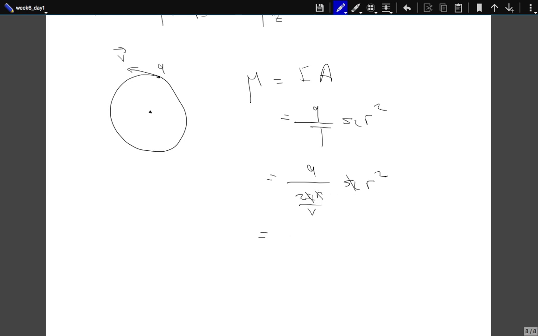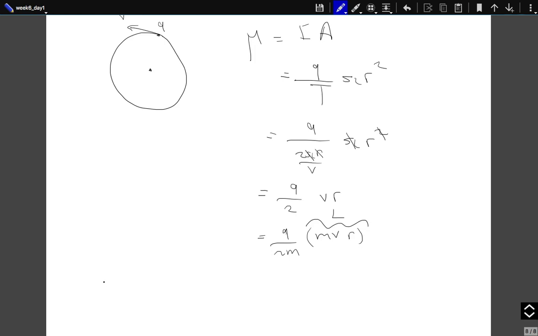The pi's will cancel, and one of the r's will cancel. This is q over 2 times v times r, or q over 2m times mv times r. But you see, this product is nothing but the angular momentum of my system. This is L. And also direction-wise, mu is just q over 2m times L for a point object.